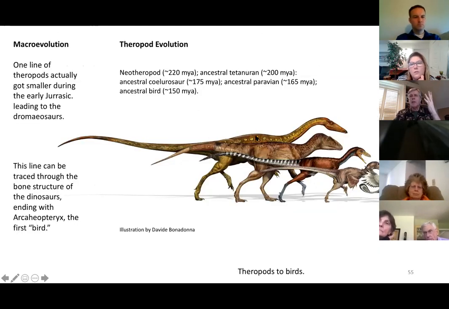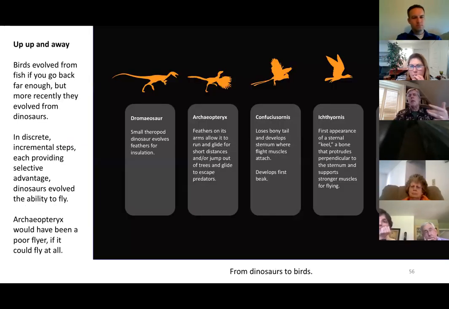We had neotheropods 220 million years ago develop into the Tetanuran family, and then into the Coelurosaurs, and then into what we now think of as the Dromaeosaurs, which developed feathers and were small, and pretty soon you had a bird. And so that's how you get all the way from fish to bird. You don't go from just fish to bird. You go from fish to amphibians, and amphibians to reptiles, and reptiles to dinosaurs, and then one line of dinosaurs to birds, and you end up with modern day birds.